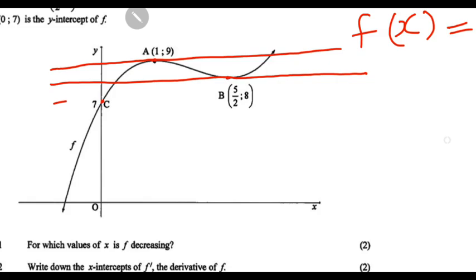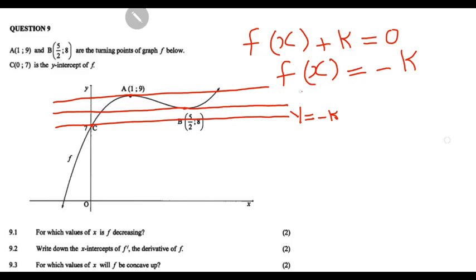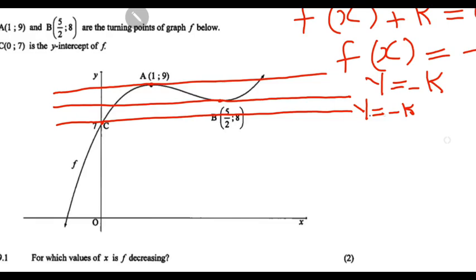And then you can draw by the y-intercept as well. There we go. Now, these are the lines y is equal to negative k. The y is equal to negative k, this is a horizontal line. Now, if you look at the turning point here, y value is 8, and at this turning point y value is 9, and here y value is 7.